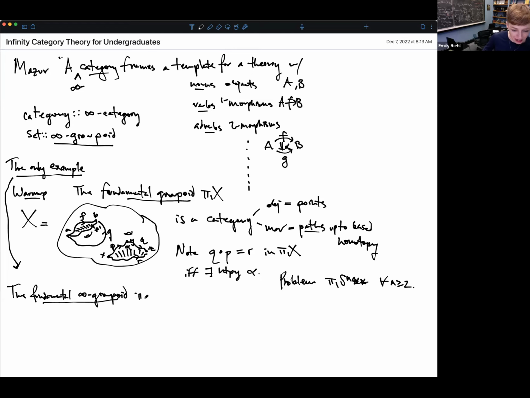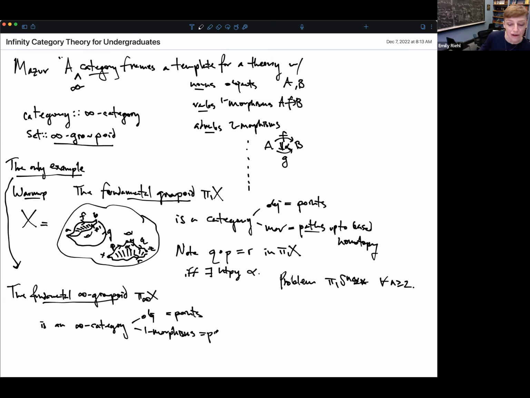So this is denoted pi infinity at x. The fundamental groupoid, one groupoid, was a 1-category. This is an infinity category. So it has, again, objects and 1-morphisms, and we start out like the fundamental groupoid. So the objects are just the points in the topological space.